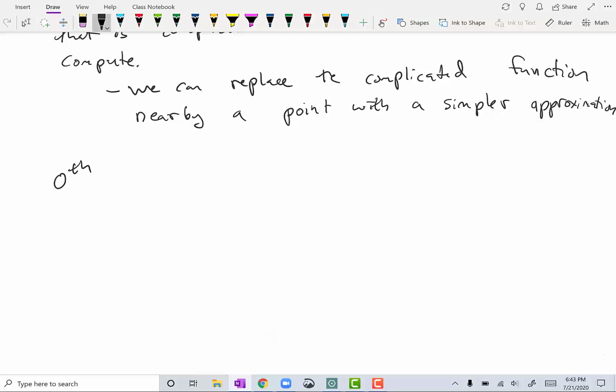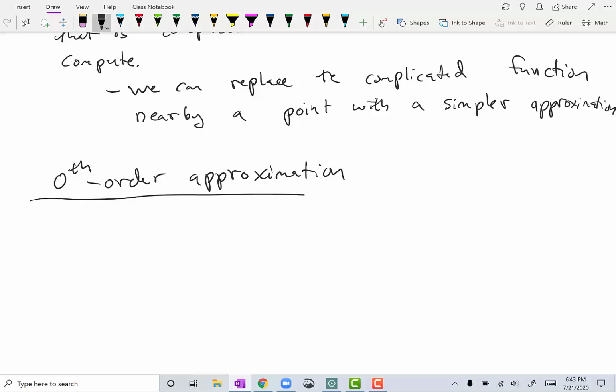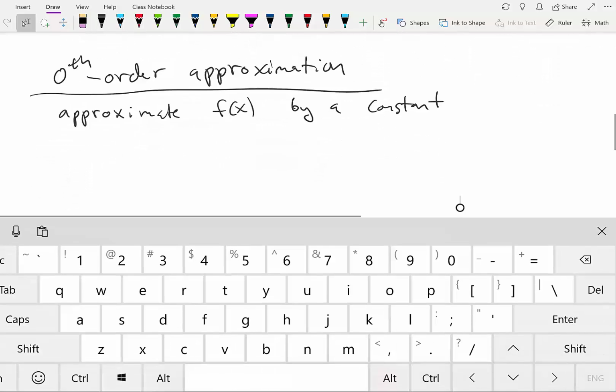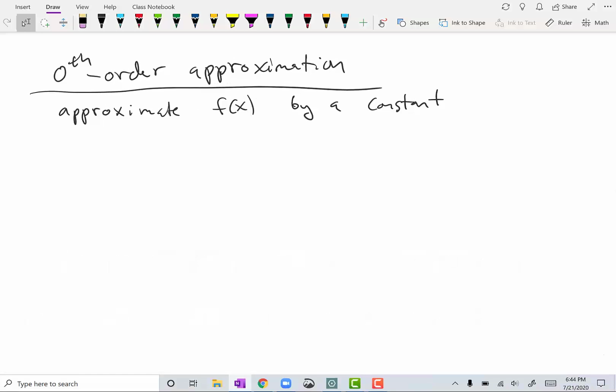So there's something which I would call the zeroth order approximation. And this would be what would happen if we tried to approximate some function f of x by a constant function. So this is kind of the worst approximation that still can be useful.